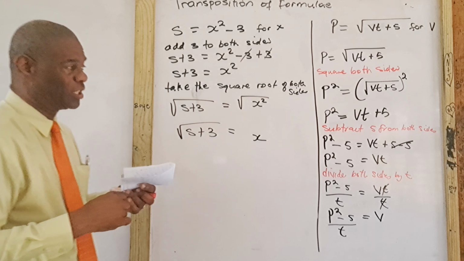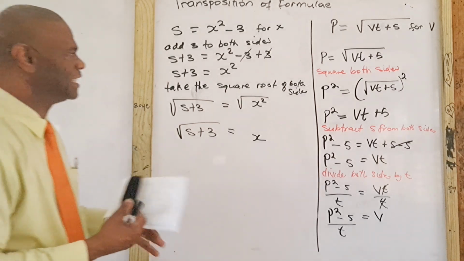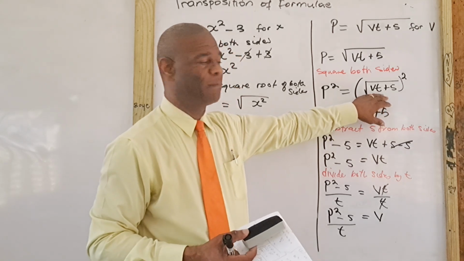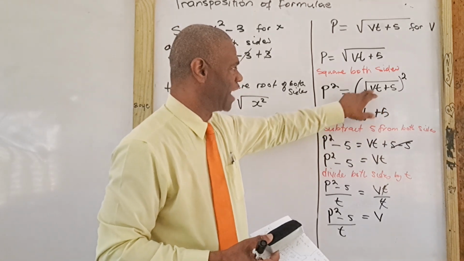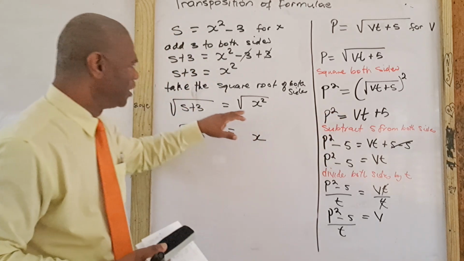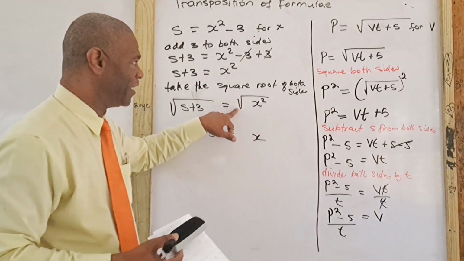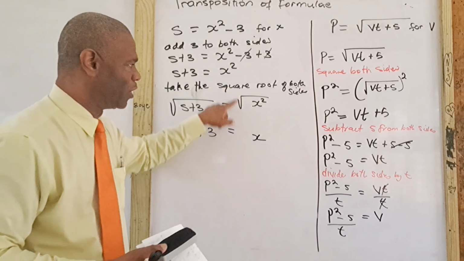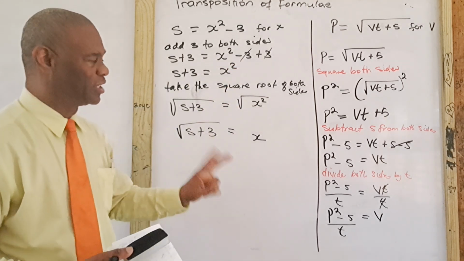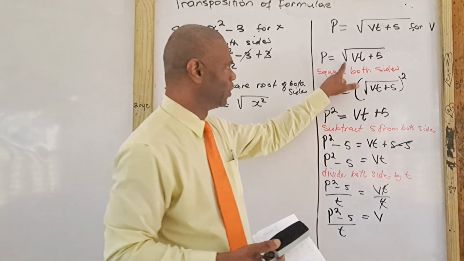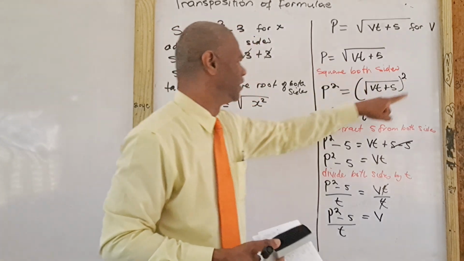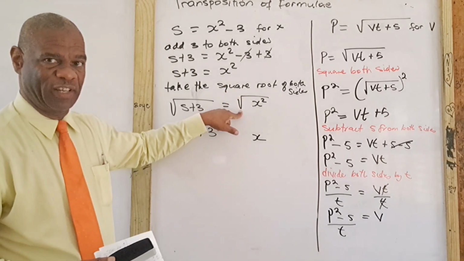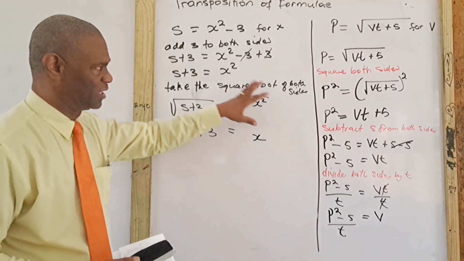Now notice that this is basically the opposite of what we did over here. To undo the square root sign, we squared it. To undo the square, we find the square root. So notice the difference: to undo the square root, we square it; to undo the square, we find the square root. So that's the opposite.